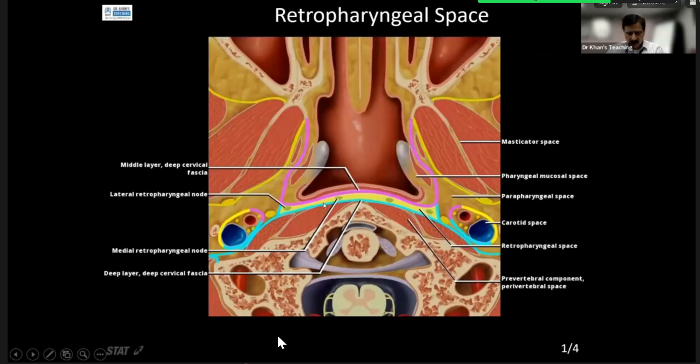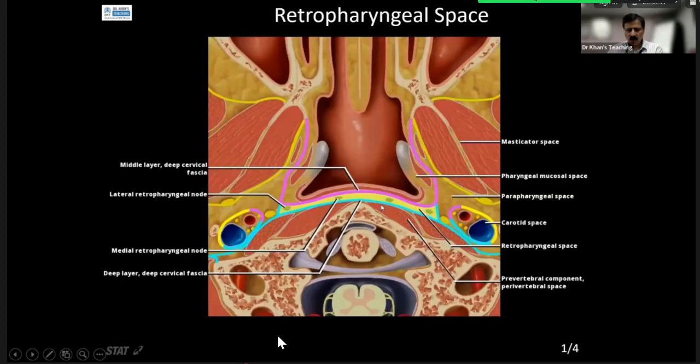Now, if you look carefully, you see this structure here where I am pointing, this yellow structure is the retropharyngeal space, and they have shown small lymph nodes also there. Now, you have to discriminate it from the perivertebral space. So the key point is that this muscle here, which is the prevertebral muscle, is known as the longus colli muscle.